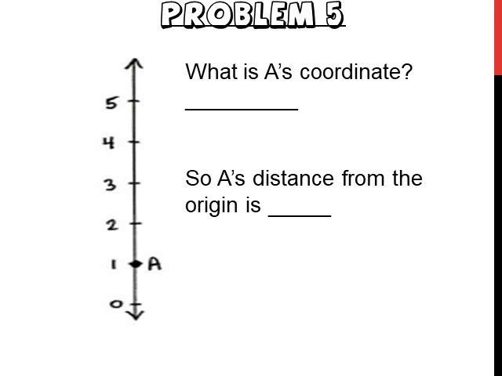So first you have to find the coordinate for A, which is 1. So the next question is, A's distance from origin is, if you start at the origin and you move to where A is, it's only one number. So it's going to be 1. So what you'll notice is, if you figure out the coordinate, that's how far it is away from the origin. Because remember, the origin is 0.